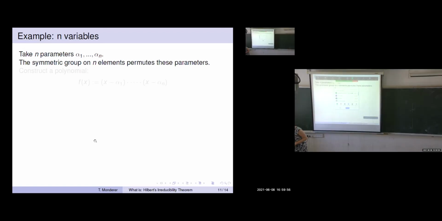So let's see. Okay, so I want to construct my own symmetric group as a Galois group. So we'll do the following thing. I told you that the Galois group needs to act on something.